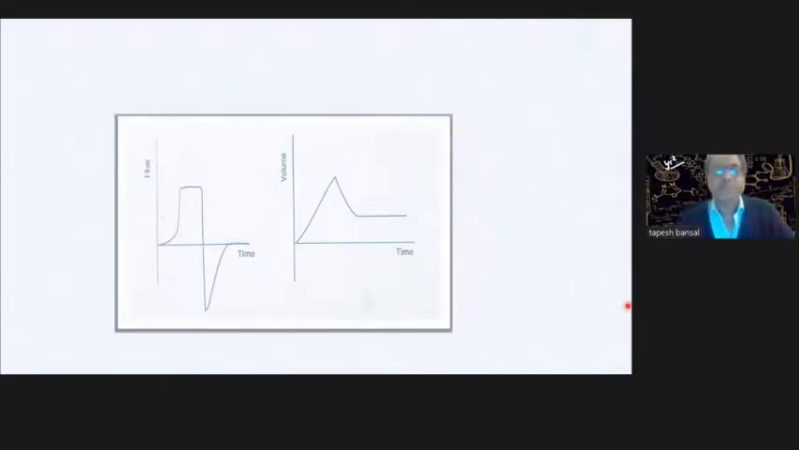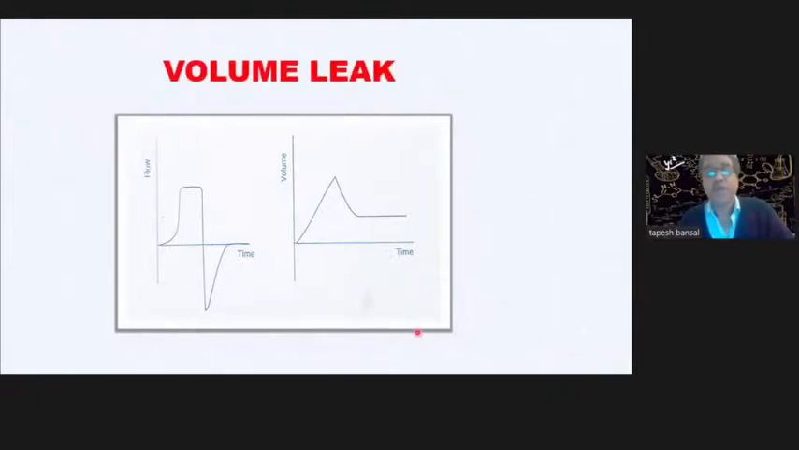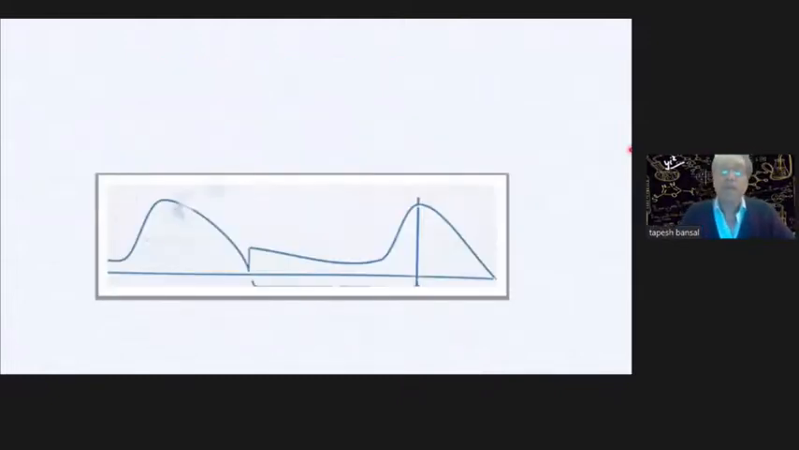So this is another example. What is happening here? Again, there is volume leak. Volume is not returning to baseline. So there is volume leak. Important to know that this is flow. Flow will return to baseline, but the volume does not return to baseline. What is this? Anybody?